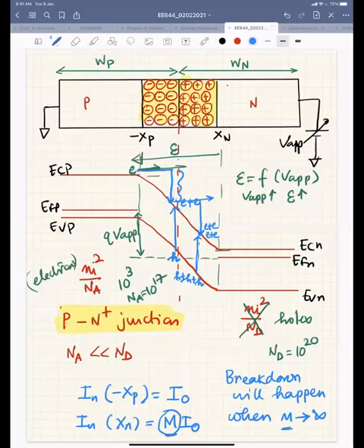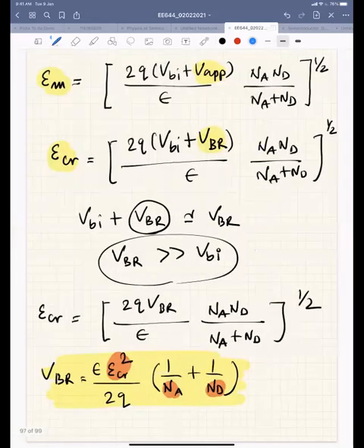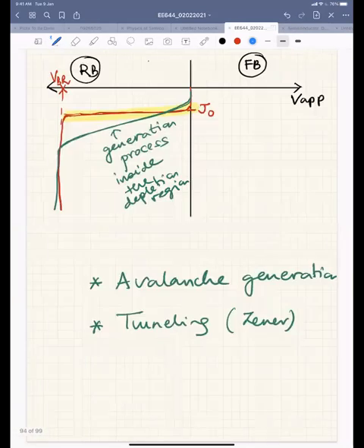So here I naught is the reverse saturation current. If there is no multiplication, your I naught will come out. Let's say there is no multiplication, so the current at this point will be the current at this point, because nothing is happening inside the depletion region, right? And that will be your reverse saturation current, right? In this point here.